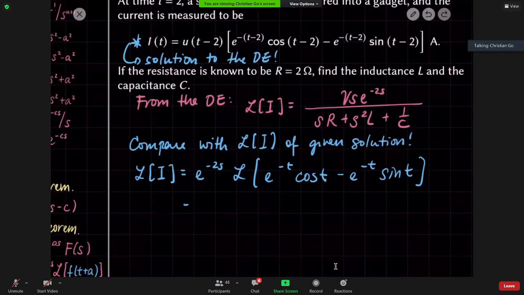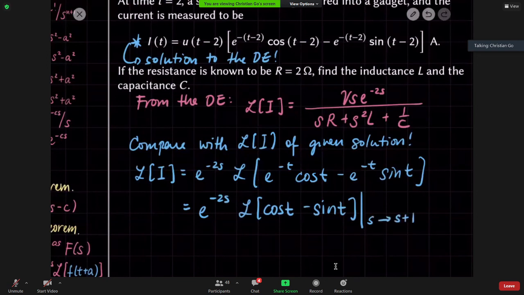Okay, so let's be careful here. This is going to be e to the minus 2s, the Laplace of cosine t minus sine t, because I factored out the e to the minus t. But because of that e to the minus t, I need to send my s to s plus 1 after I've evaluated it. So let's be careful. This first step is from the second shifting theorem. This second step is from the first shifting theorem.